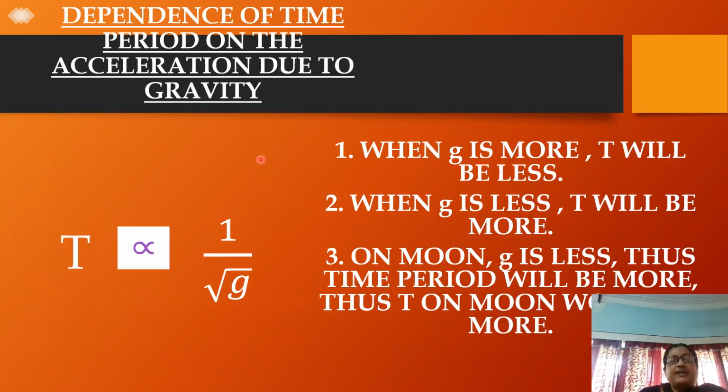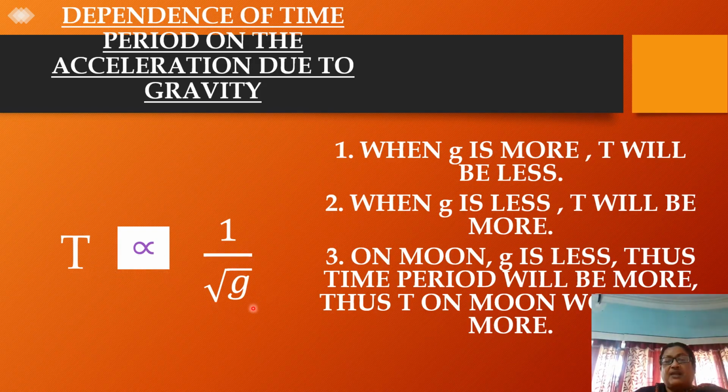Now, the second one is the dependence of the time period on the acceleration due to gravity. If you look at this equation here, you will find that the time period of the pendulum is directly proportional to 1 by square root of g. I will repeat: time period of the pendulum is directly proportional to 1 by square root of acceleration due to gravity. Or the other way you can say it is that time period is inversely proportional to the square root of acceleration due to gravity.